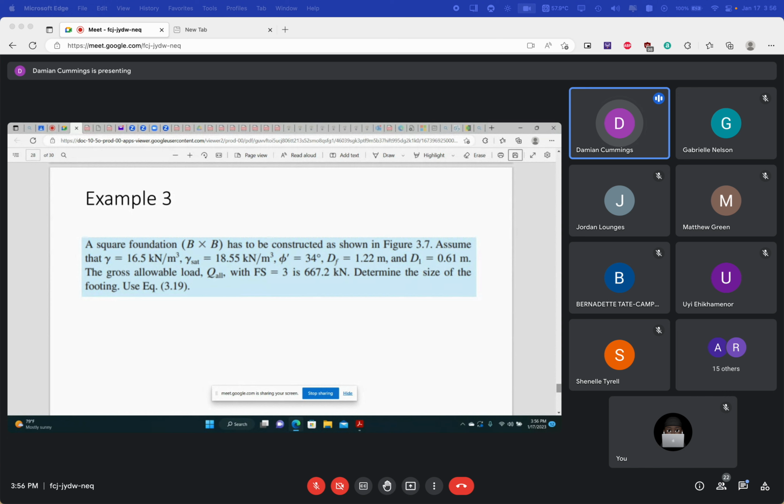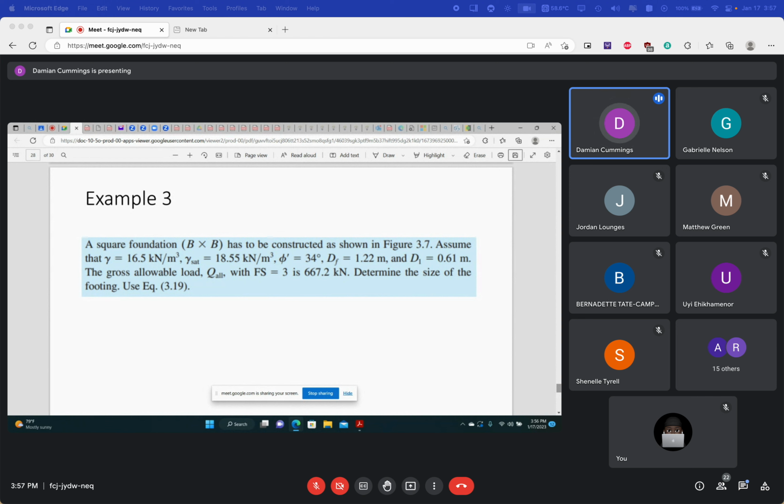The gross allowable load with a factor of safety of 3 is equal to 667.2 kilonewtons, and determine the size of the foundation footing.